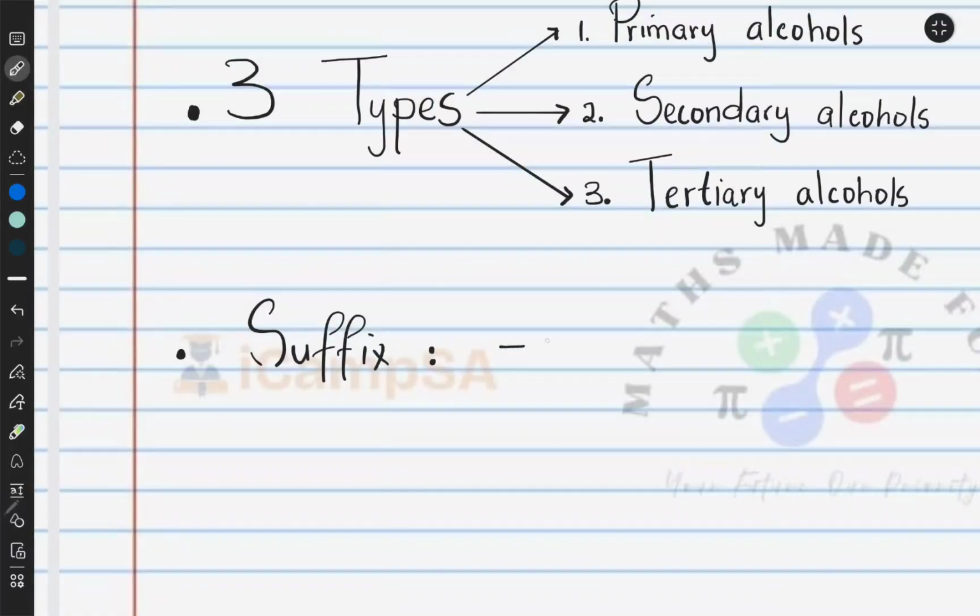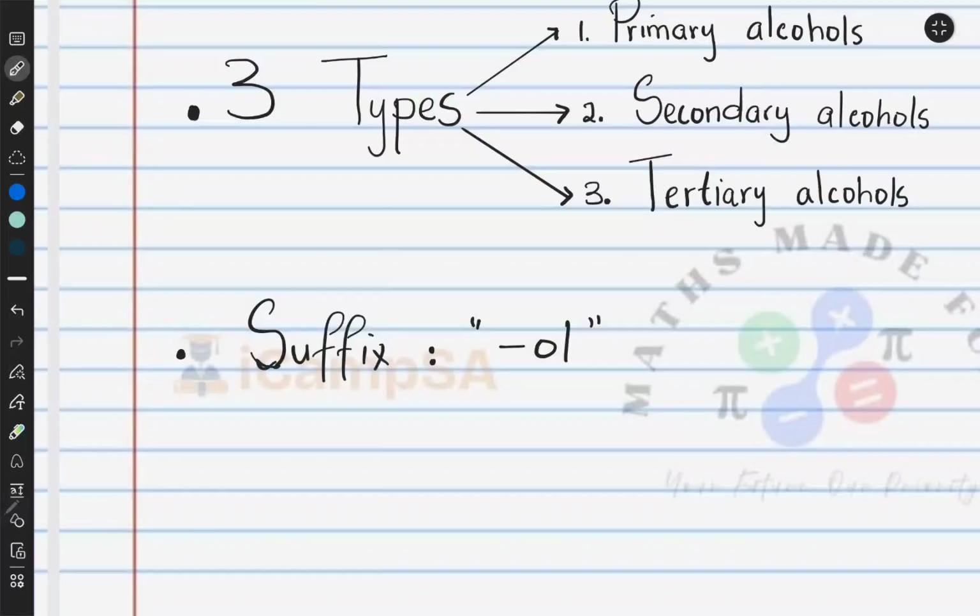The suffix for alcohols is ol, right? So if you remember, the suffix for alkanes was ane, so every name would end with ane. The suffix for alkenes was ene, so every name would end with ene. You'll find ethene, propene, and so on and so forth, or propane, ethane, methane. In this case, you'd find ethanol, propanol, and so on and so forth, right?